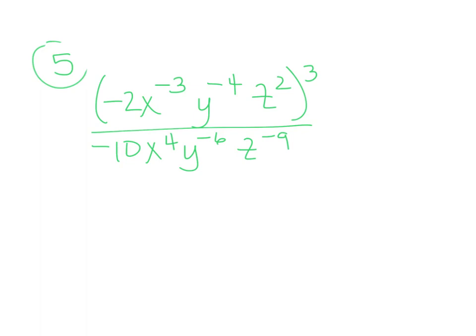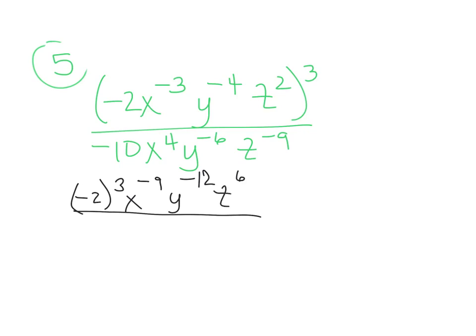So we're going to start on top, and we're going to say to ourselves, okay, power to a power. So what that means is, that means that negative 2, eventually I'm going to make it to the third power. Again, I'm not going to try to do anything right now. X to the negative third to the third is x to the negative 9th. Y to the negative 4 to the third is y to the negative 12th. Oh, sorry, it looked messy. Z squared to the third is z to the 6th.